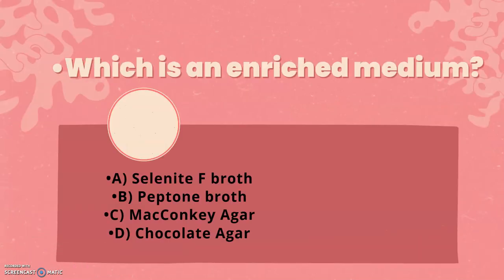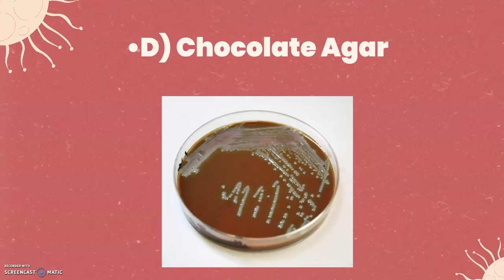The next question is, which is an enriched medium of the following options? A. Selenite F broth, peptone broth, MacConkey agar or chocolate agar. Which is an enriched medium? The answer is chocolate agar, because enriched medium is a media which has additional nutrients in it, like blood or serum or egg. So this chocolate agar contains blood. So it is the enriched medium.